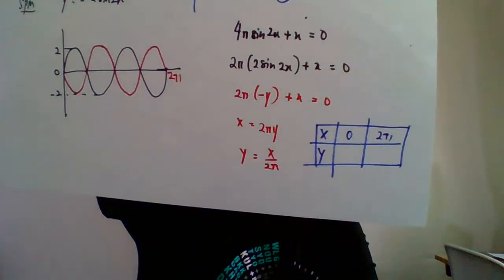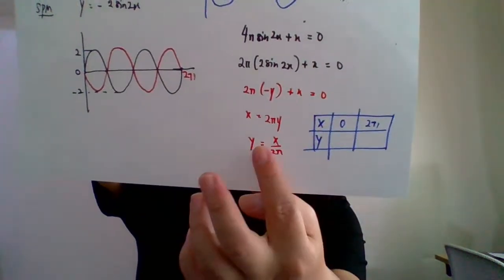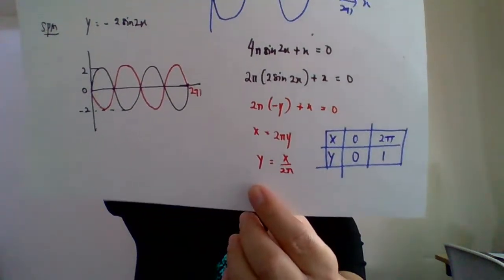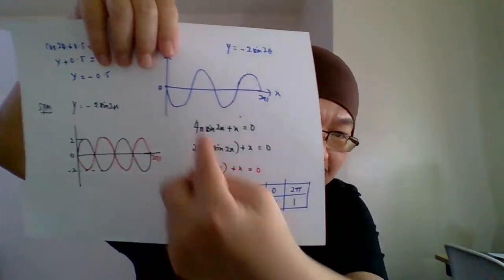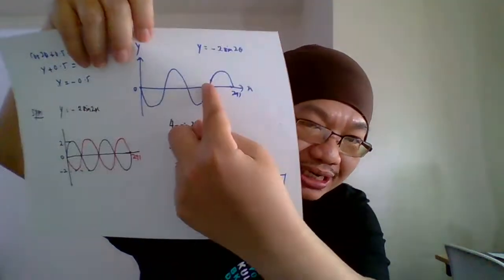Just tabulate a new table. x 0 and 2 pi and y how much? Tabulate a table when x is 0 and 2 pi, how much the value of y? When x is 0, 0 over by 2 pi, the answer is 0. When x equals to 2 pi over by 2 pi, the answer of y will be 1. So we just plot 0, 0 and 2 pi, 1.